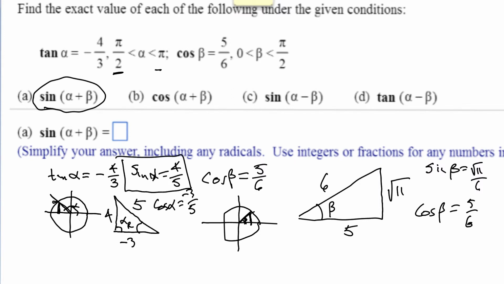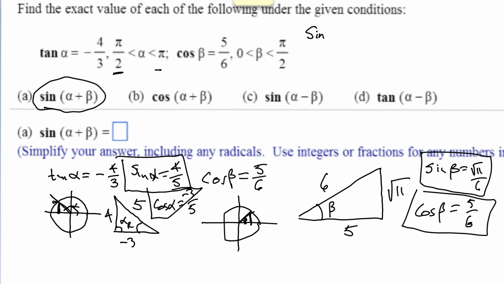Now we're going to take those pieces that we have just found, and we're going to put them into the formula for sine of alpha plus beta. And the sine of alpha plus beta is found by the formula sine alpha cosine beta plus cosine alpha sine beta. So we're just going to use these pieces that we found here.